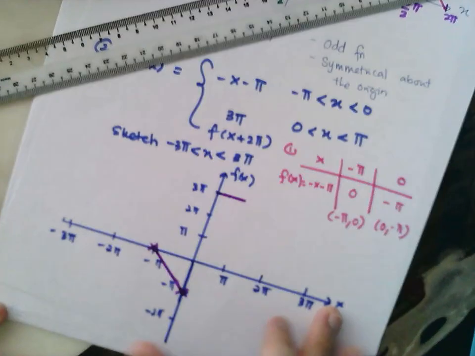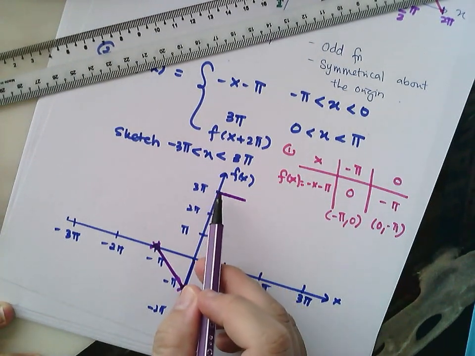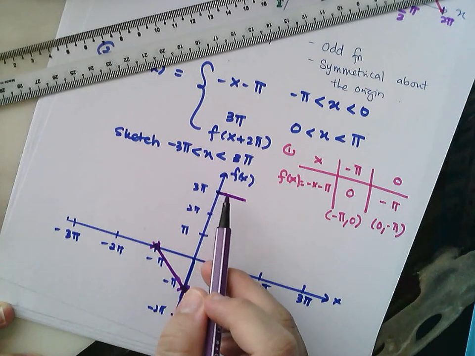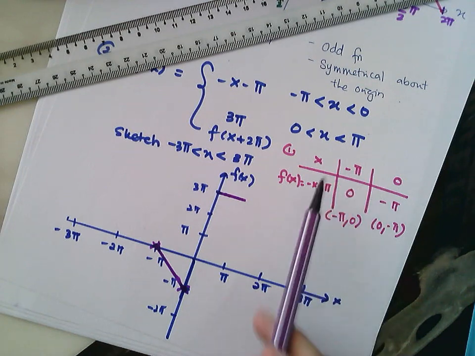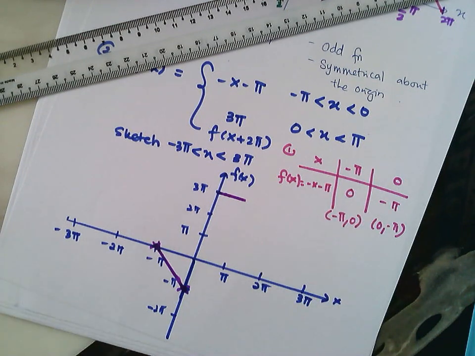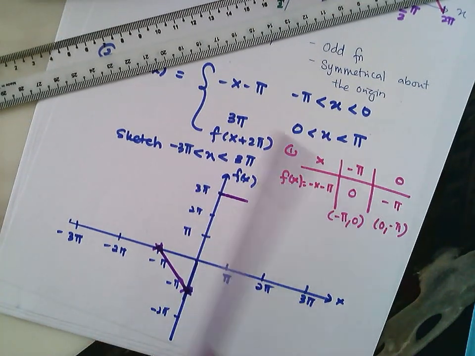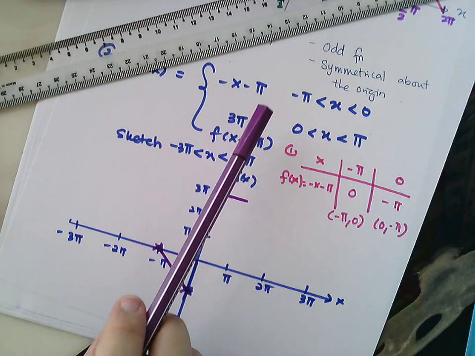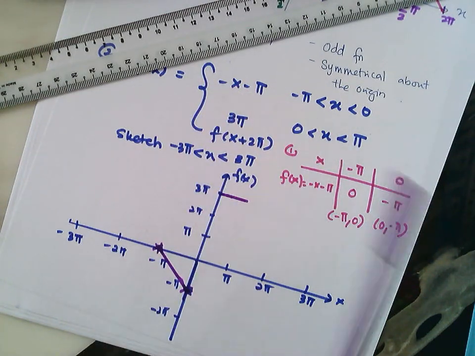From 0 to π, your f(x) is always 3π. That's why you have a straight line. Therefore, when you have a constant, you don't need to construct this table. You can straightaway sketch because it's just a straight line. But if you have variable x, the function will change according to the value of x, so that's why you need to have this table.